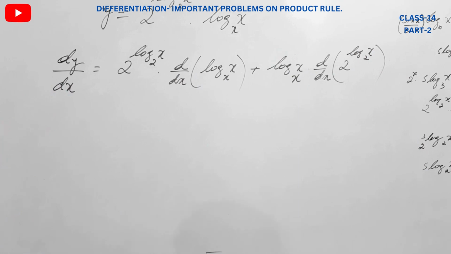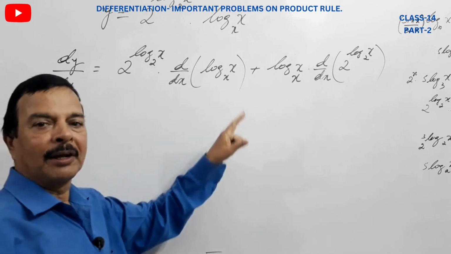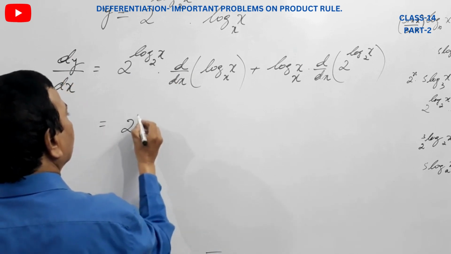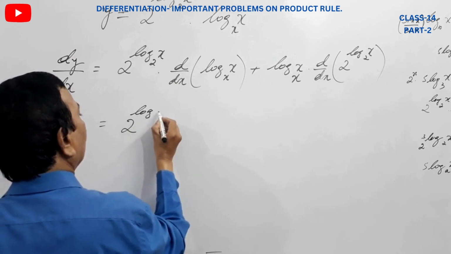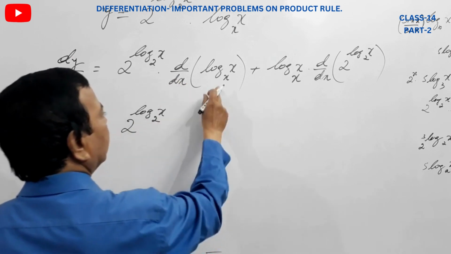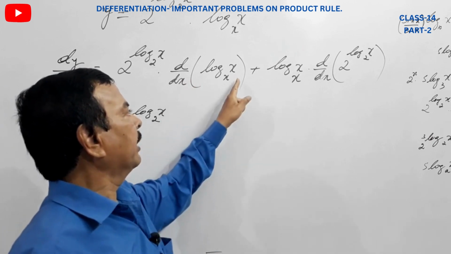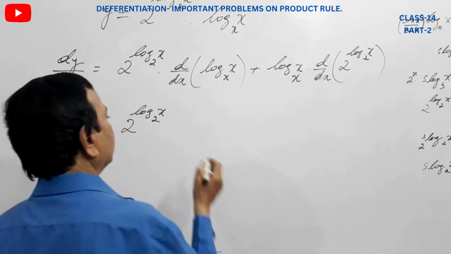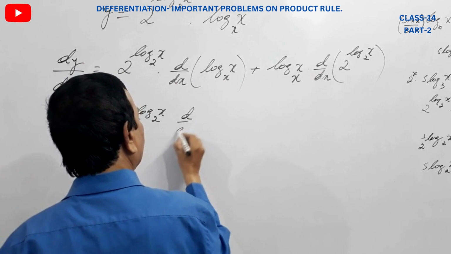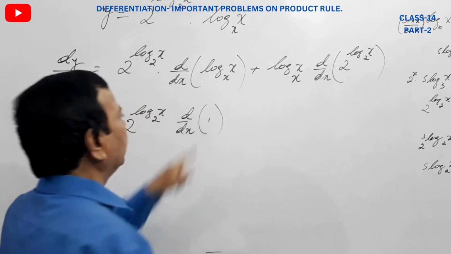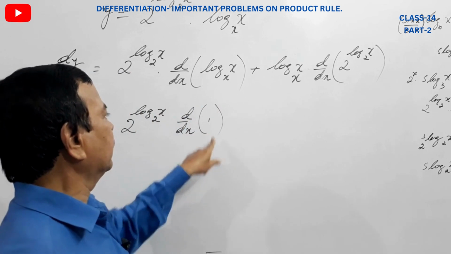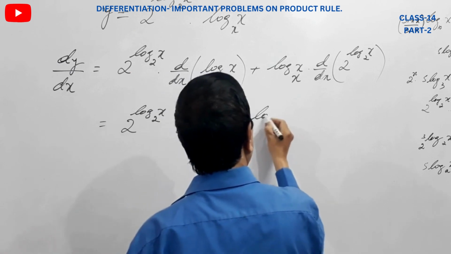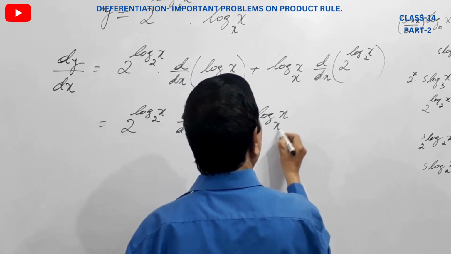So this is a good problem, provided you know the formulae, otherwise no. So we know this, we keep this 2 to the power of log x to base 2 as it is, differentiate: d by dx of log x to base x is nothing but what? 1. So this becomes d by dx of 1, plus log x to base x as it is.